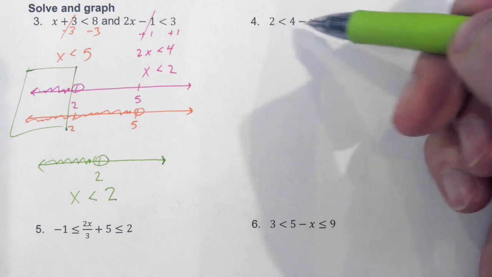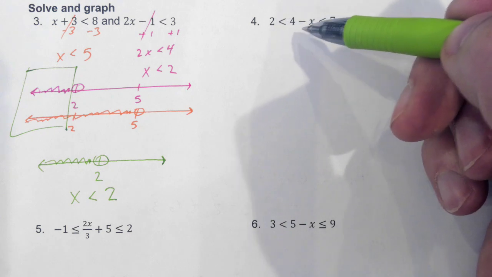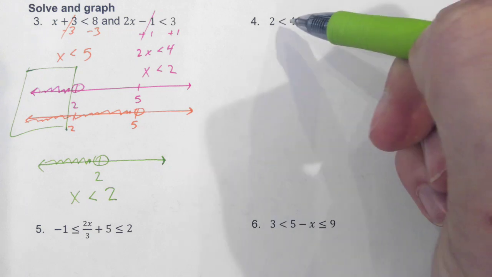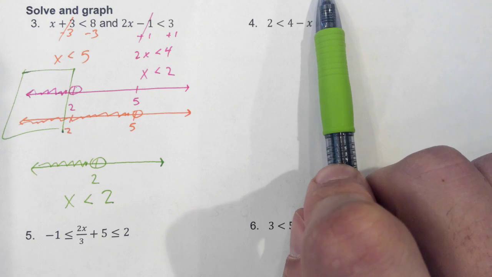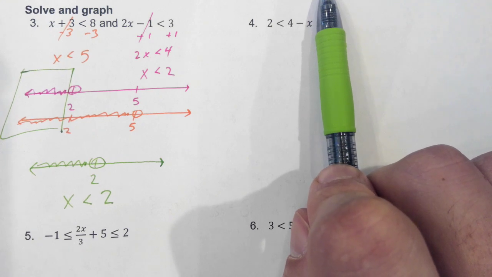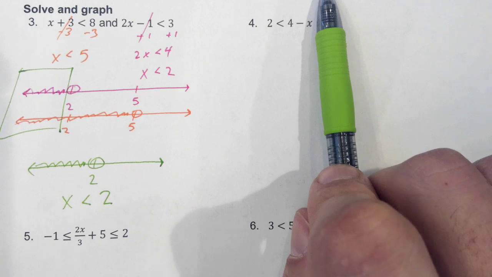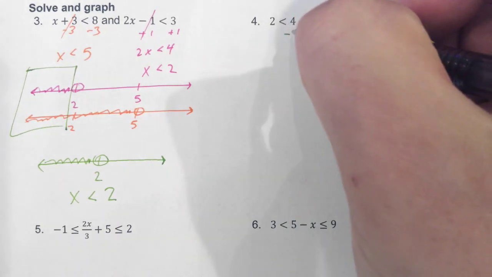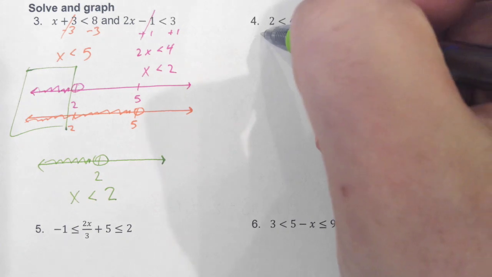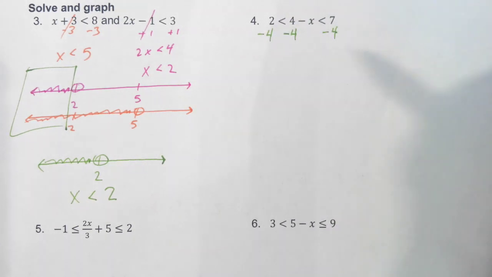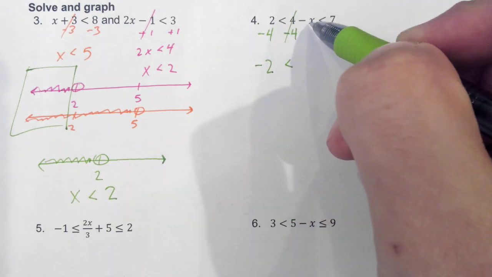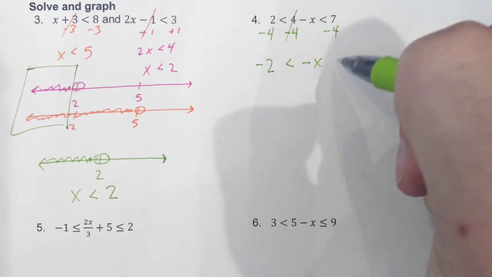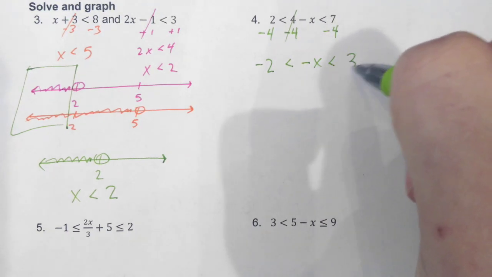you've got to get the x in the middle by itself, and whatever you do to the middle, you have to do to the left and to the right. So if you had this, 2 is less than 4 minus x is less than 7, what would you do to solve that? The first thing you would get rid of is that 4, right? How do you get rid of that positive 4? You would subtract 4. If I subtract 4 from the middle, I have to subtract 4 from the left and from the right. So those 4s in the middle would cancel. 2 minus 4 is negative 2. I've got less than, I've got negative x, and then 7 minus 4 is 3.